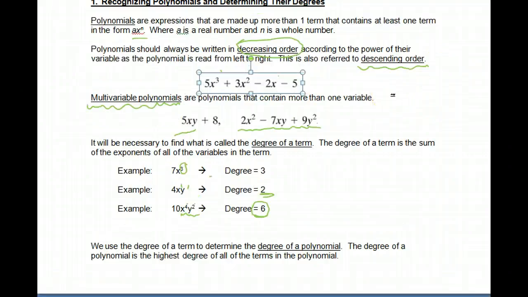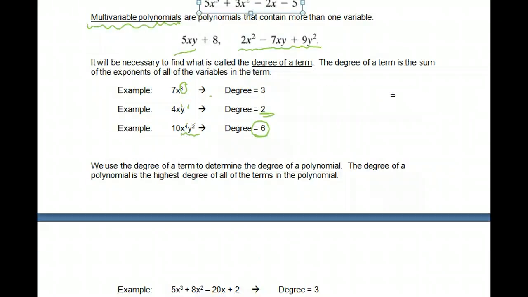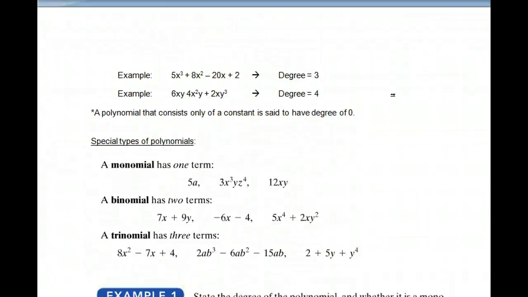Now, the purpose of this is so that we can determine what is referred to as the degree of a polynomial. The degree of a polynomial is found by identifying the highest degree of every single term within a polynomial. So if we move to the next page and look at our first example, you want to look at every single term within that example.